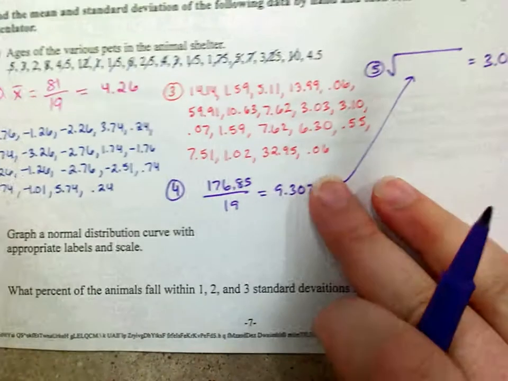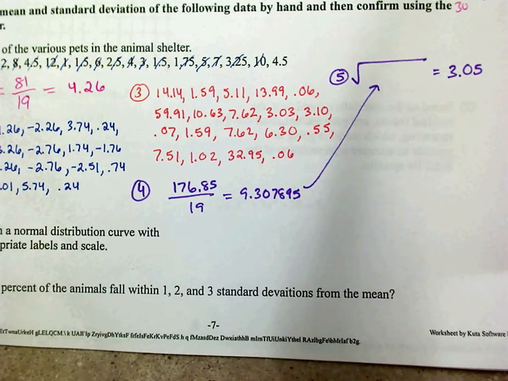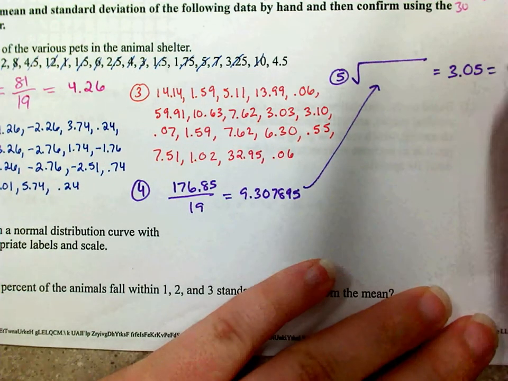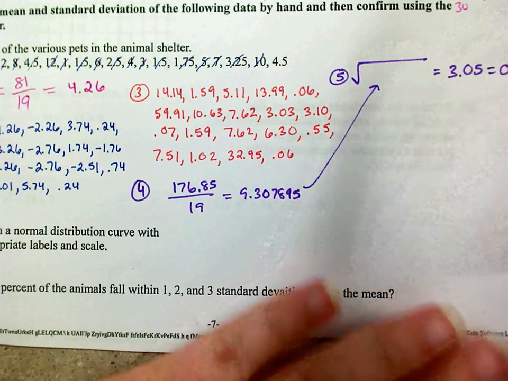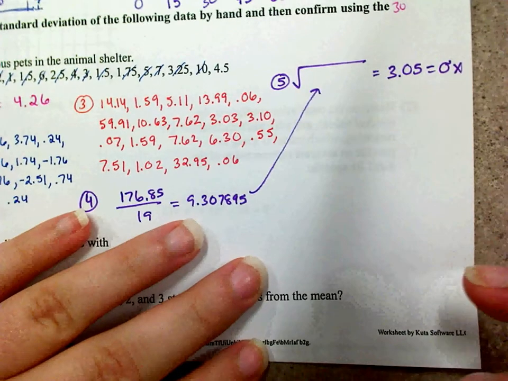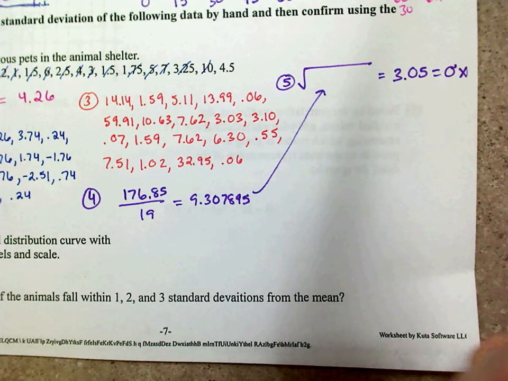What is that? That is my standard deviation. Now what we are doing is we are assuming that this is the whole population of the animal shelter, right? If it was only 19 of the 47 animals, then what would you have to do?